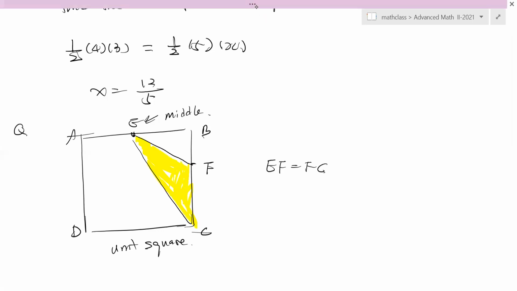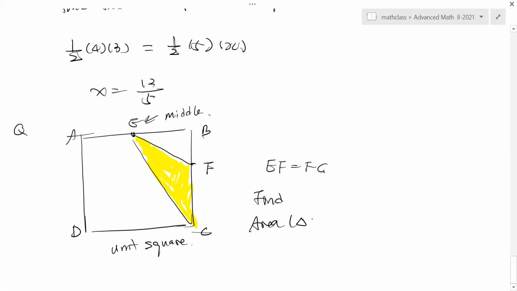find the area of the triangle EFC. Please work on this. Now, you want to ask yourself, in order to find the area of a triangle, what do you need to find out? You need to find out the height or something, right? There are many ways to solve this problem, but you need to find the base and the height.